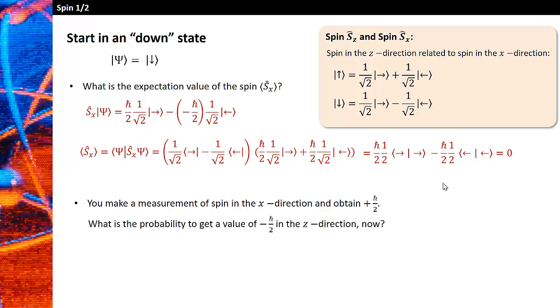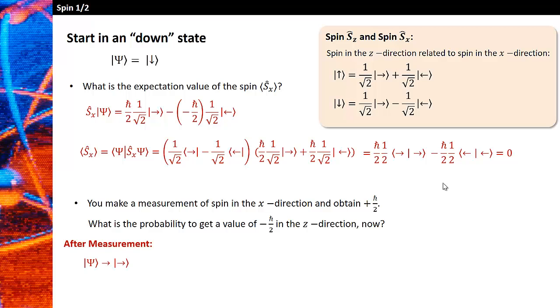So it seems like we started in a down state to begin with, so it seems like we should get spin down after that measurement, but that's not quite how quantum mechanics works, and so we need to be a little bit more careful about how we approach this. So remember, after you make a measurement of a quantity, the wave function will now change to be an eigenstate of that quantity. So we made a measurement of spin in the x direction and obtained positive h bar over 2, which means after our measurement, our wave function changed to become spin right. It's no longer spin down, the wave function is now spin right.